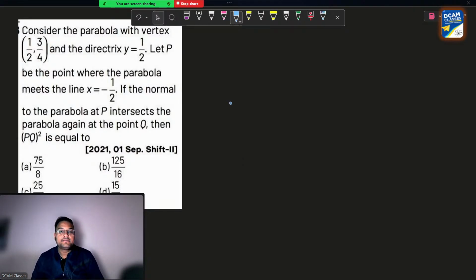Are you getting the idea? Or is it difficult? So I'm not able to get the coordinates of point Q. Coordinate of point Q. Wait.